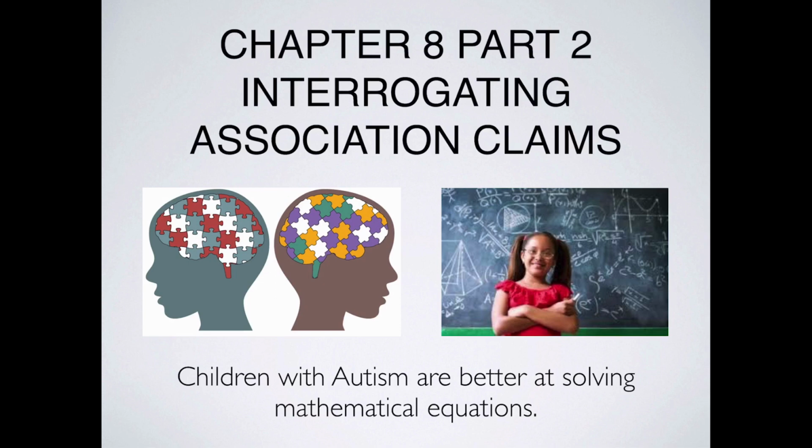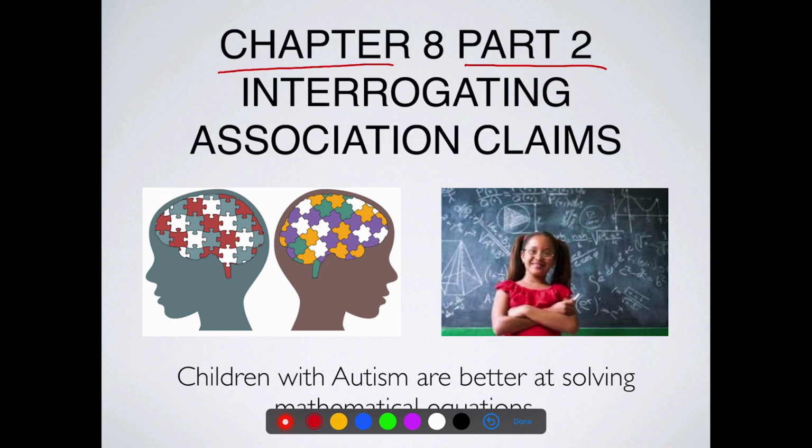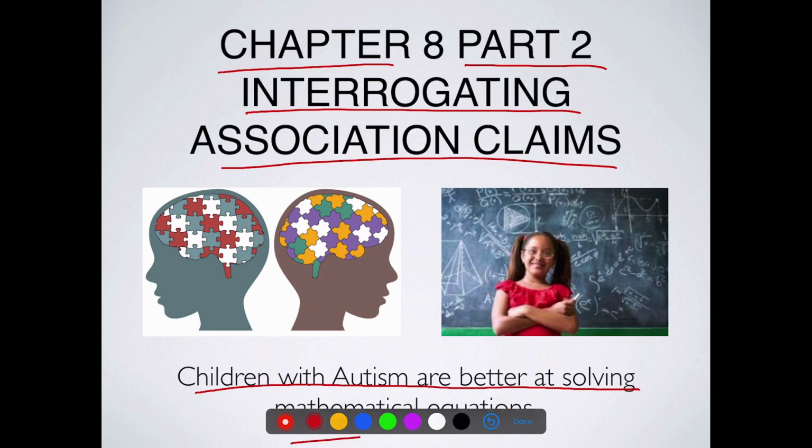Okay, everybody. So now moving on to chapter 8, part 2. And we're going to be focusing on evaluating association claims. So somebody makes an association claim such as this: Children with autism are better at solving mathematical equations.